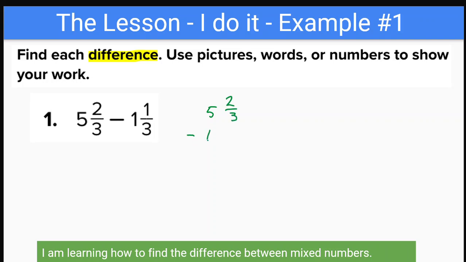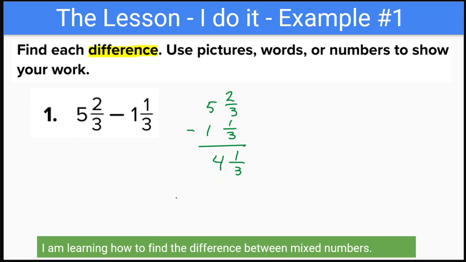Take away 1 1/3. 2/3 minus 1/3 is 1/3. Right? 2 bananas, take away 1 banana, leaves 1 banana. And 5 take away 1 is 4. How hard was that? That was easy, wasn't it? First we did the fractions, then we did the whole numbers. You get an answer of 4 and 1/3. That's the difference. Kids, you're learning how to find the difference between two mixed numbers.